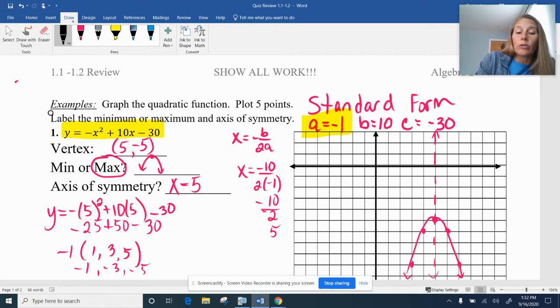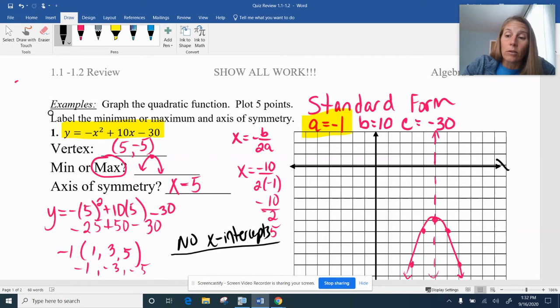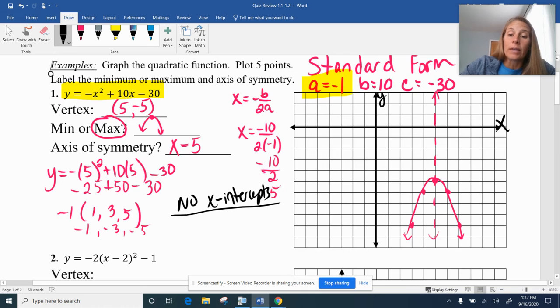Now, we also want to mention x-intercepts and y-intercepts. In this particular graph, we can see that there are no x-intercepts because it does not cross through the x-axis. This is our x-axis here. It does not cross through anywhere, so there are no x-intercepts.